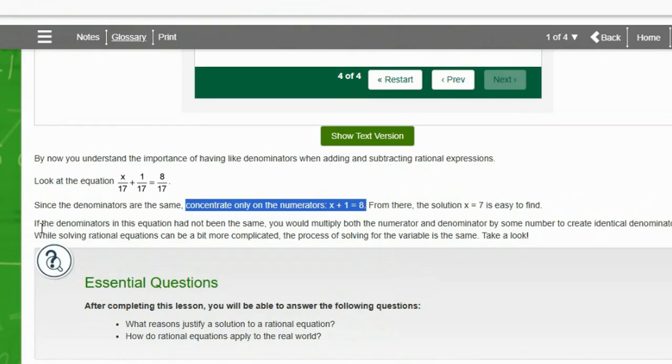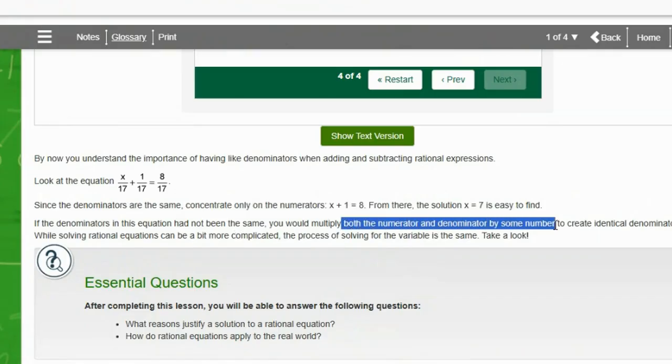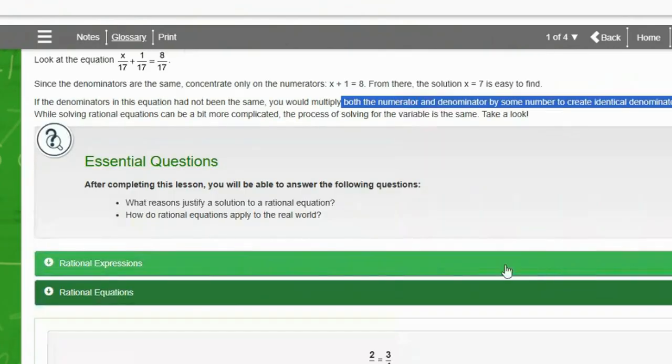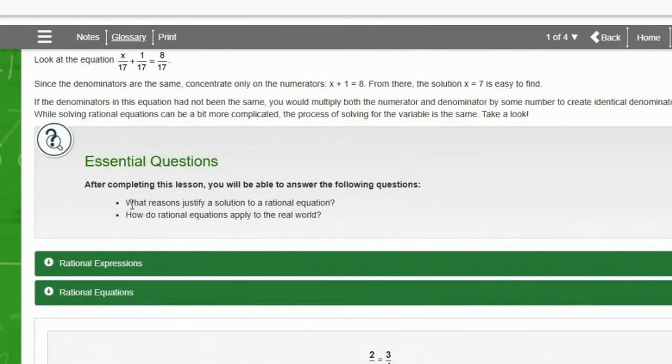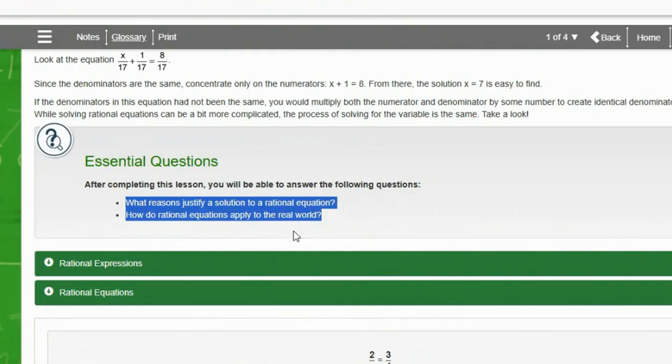If the denominators had not been the same, you would multiply both the numerator and denominator by some number to create identical denominators. And we'll look at some examples where we need to do that. So our questions we're going to learn today: what reasons justify a solution to a rational equation, and how do rational equations apply to the real world?